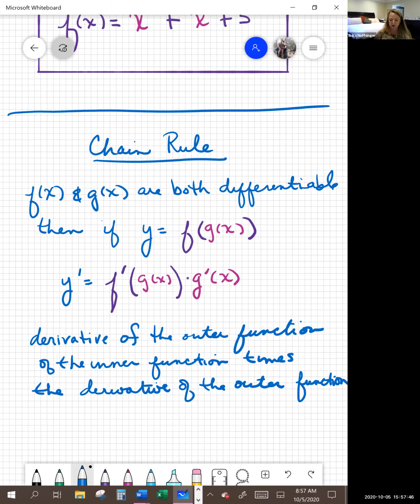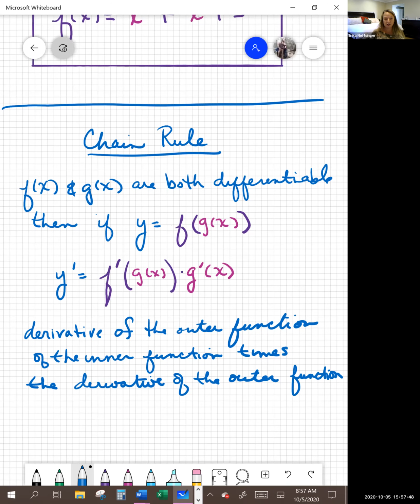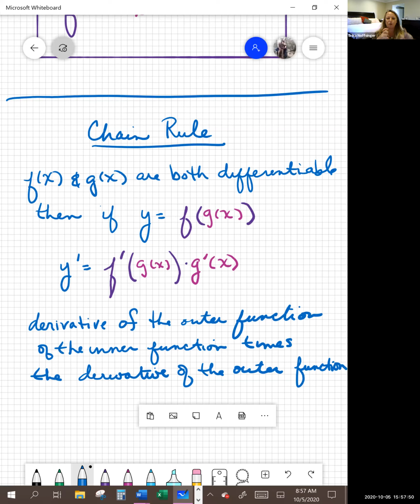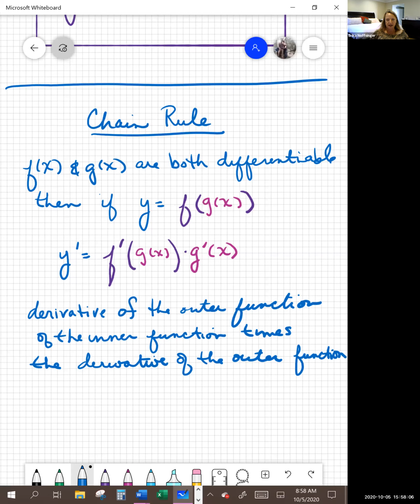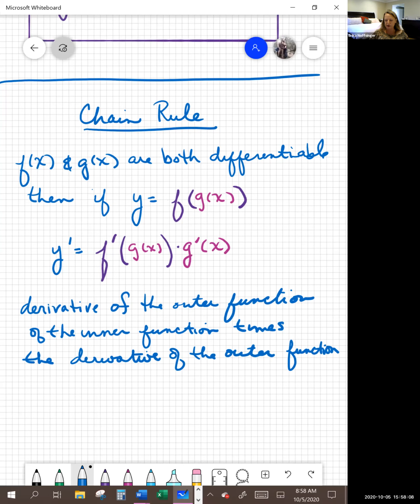Okay, so there are multiple rules that you should have down, and those maybe are ones that you want to make some flashcards to quiz yourself on. So the product rule, the quotient rule, the chain rule. Okay, so that is a good spot to take a break. And then we'll come back and we'll do some examples.